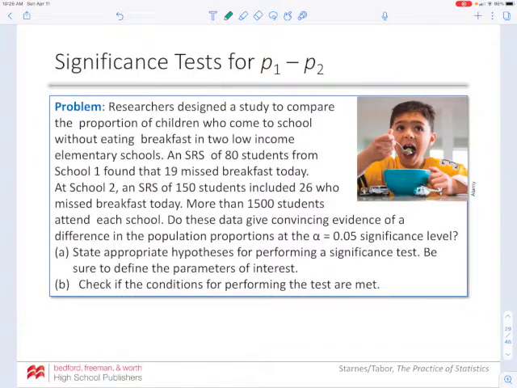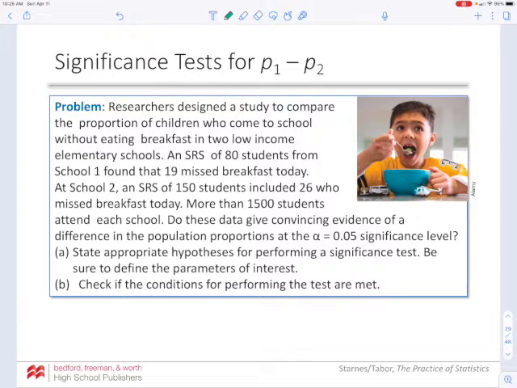So let's look at checking some conditions. Researchers designed a study to compare the proportion of children who come to school without eating breakfast in 2 low-income elementary schools. A simple random sample of 80 students from School 1 found that 19 missed breakfast today. At School 2, a simple random sample of 150 students included 26 who missed breakfast today. More than 1,500 students attend each school. Do these data give convincing evidence of a difference in the population proportions at the alpha is 0.05 significance level?